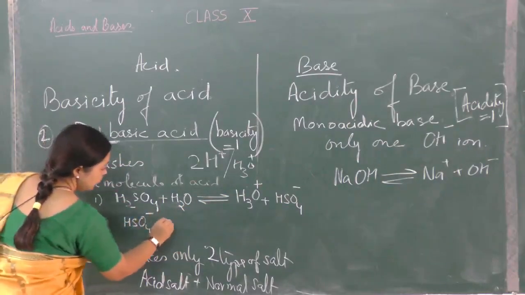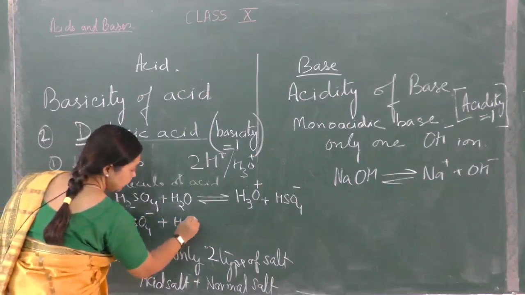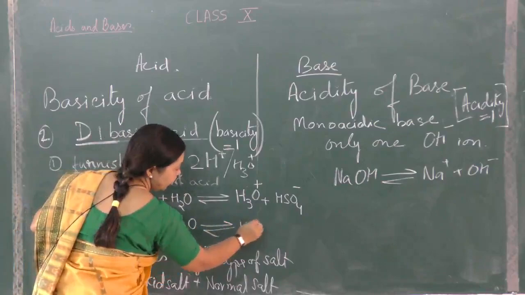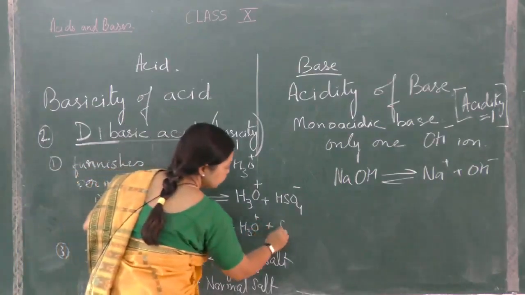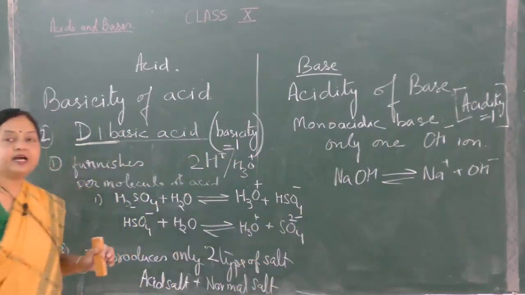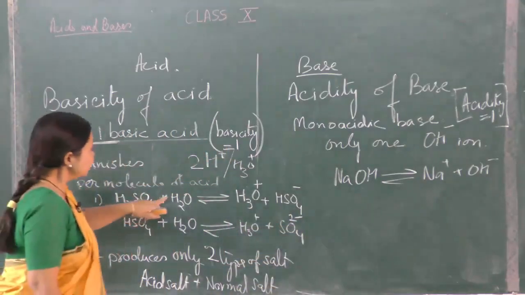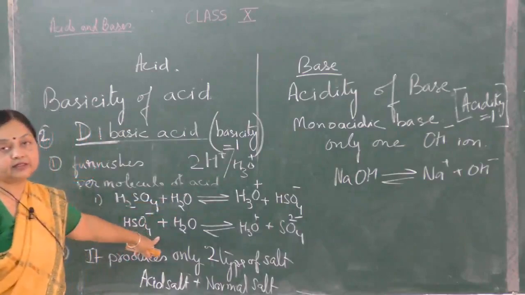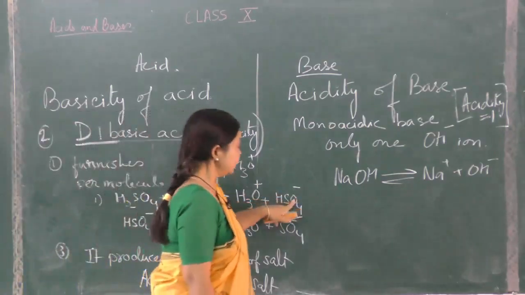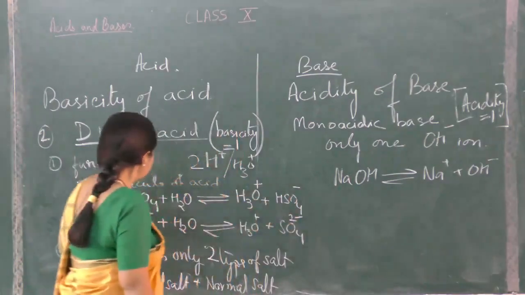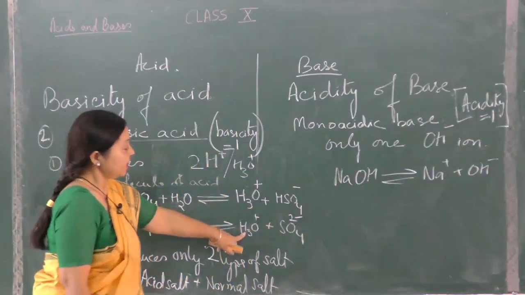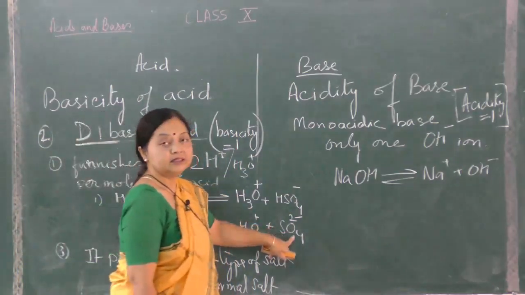Next step, again, HSO4- plus H2O, the second step. This is again furnishing another H3O+ ion plus sulfate, SO4 2-. Sulfate ions are 2 minus, you know that. So in 2 steps it dissociates. In the first step it is producing a hydronium ion and HSO4- bisulfate ion. That bisulfate ion again dissociates in water to give a hydronium ion and SO4 2- ion.